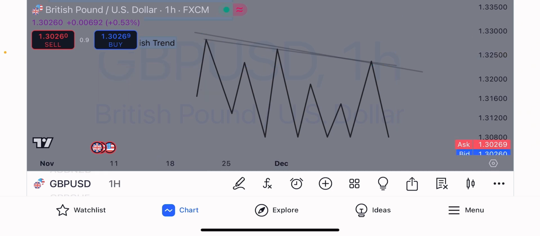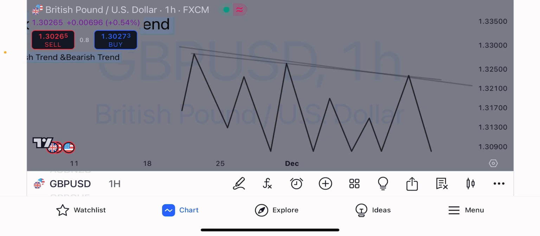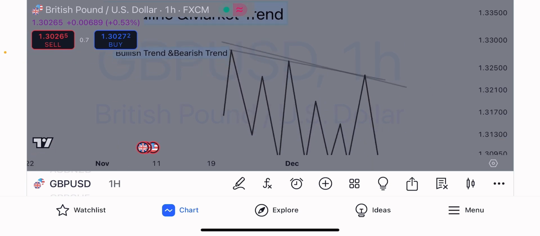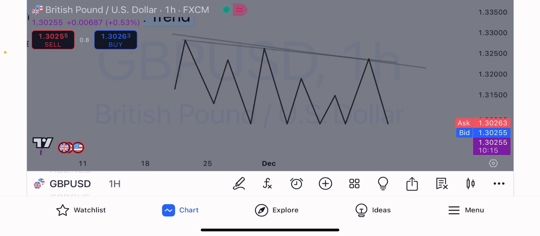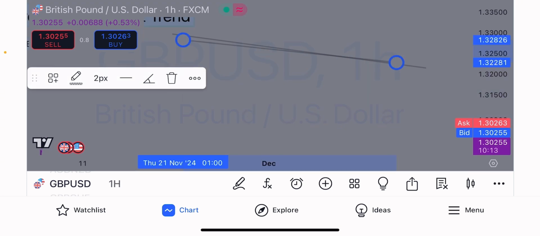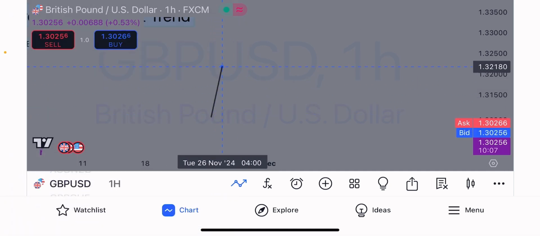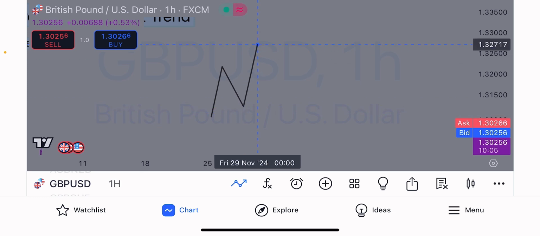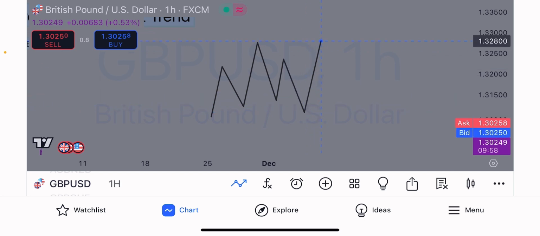Even though it's not touching all the lower highs, it has actually touched two or more. Okay, three right here. So we are sure and certain that we are in a bearish market. Now for the bullish trend line, you should be expecting something like this, right? Higher high, higher low, higher high, higher low, higher high, comes down, does something like this, right?